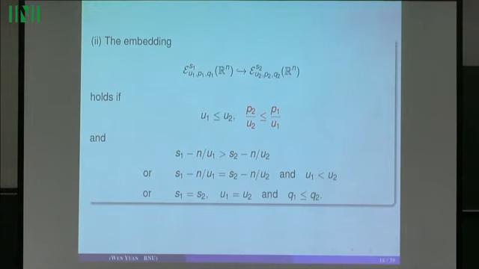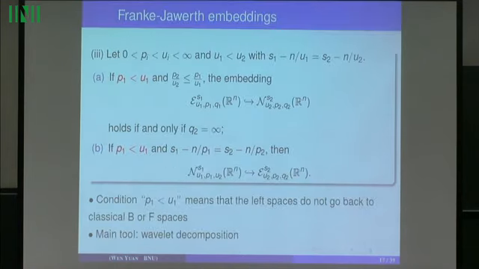Similarly, for Triebel-Lizorkin-Morrey spaces, there are similar results. But for the Jawerth-Franke embedding, the situation is still far from clear. They considered embeddings separately, from Triebel-Lizorkin-Morrey space to Besov-Morrey space, and from Besov-Morrey space to Triebel-Lizorkin-Morrey space.